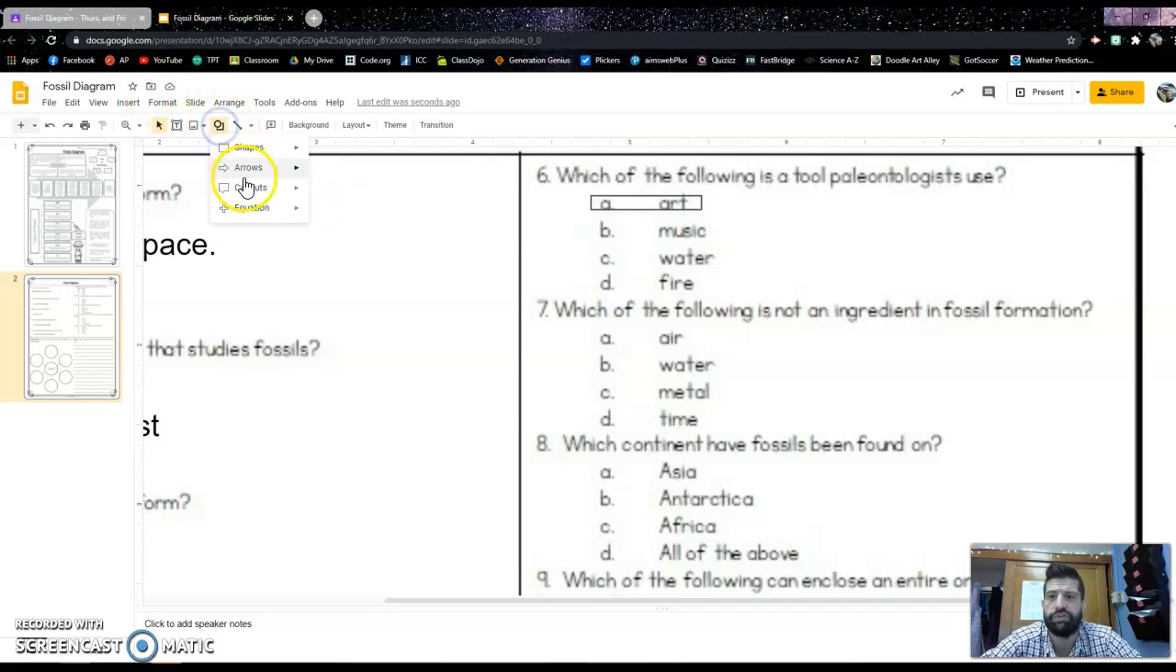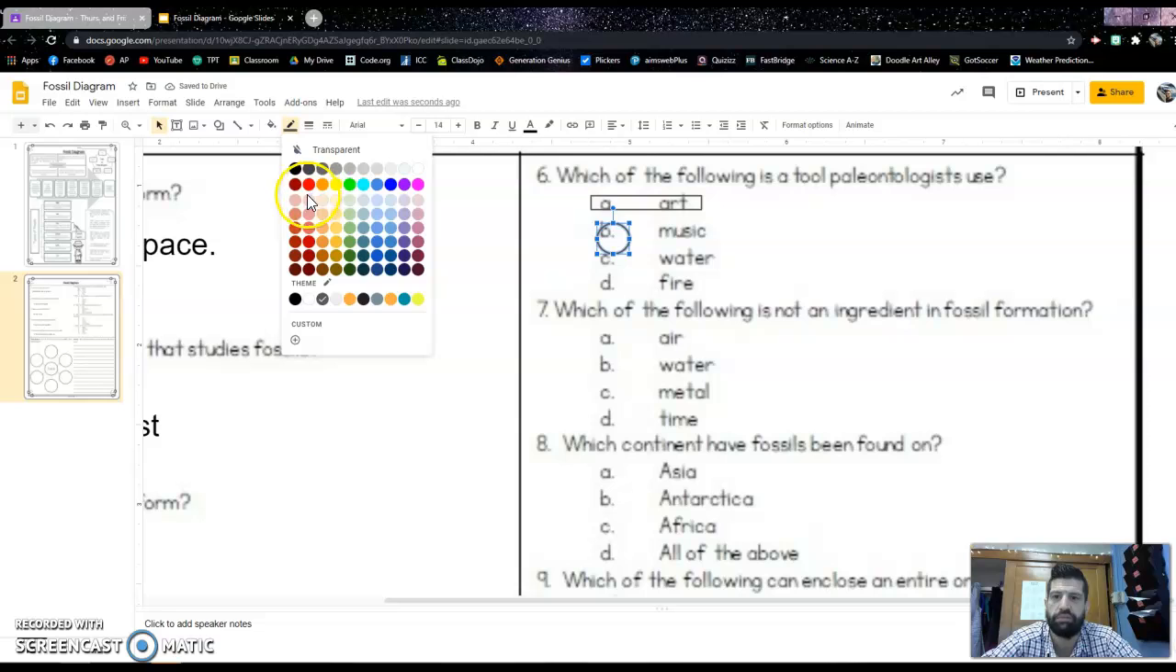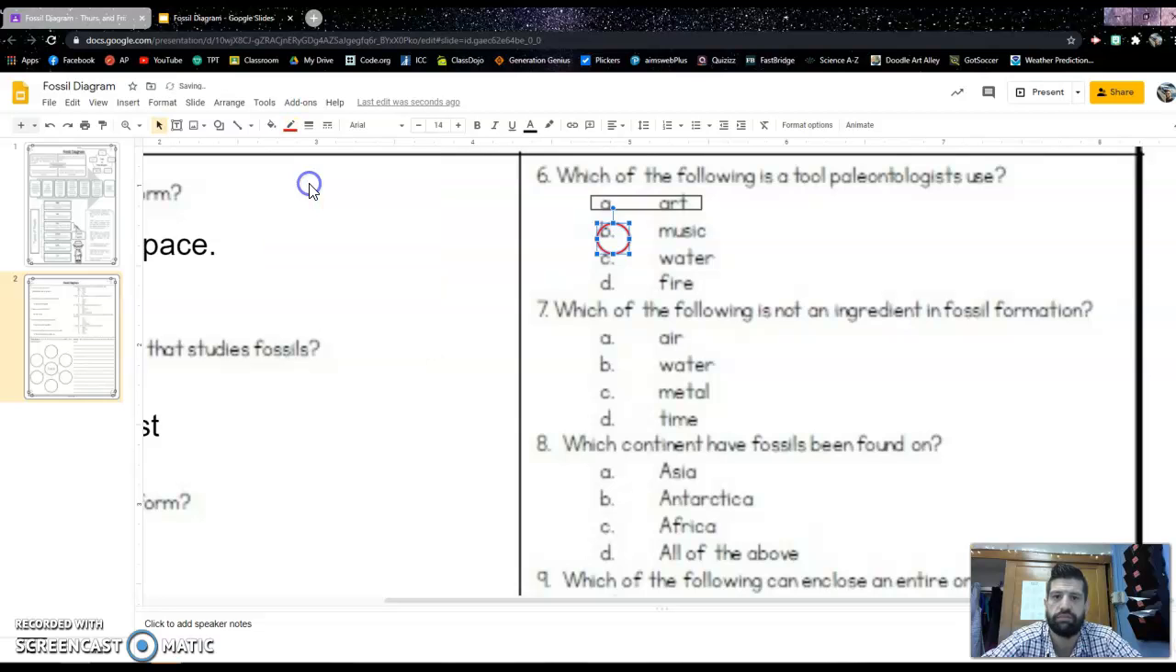You could also use the circle for the shapes, do a circle, and you could highlight. Maybe they say, hey, they definitely use music to uncover fossils. Again, if you come up to the top, fill color, transparent, it gives you the ring around the outside. If you wanted to, you can change the color of it to a different color.